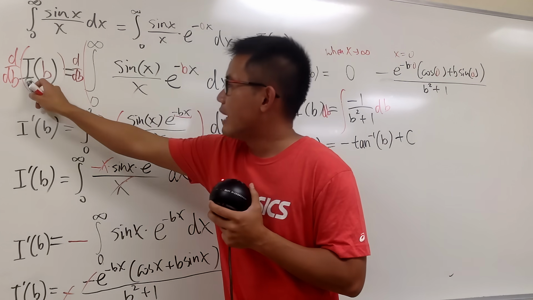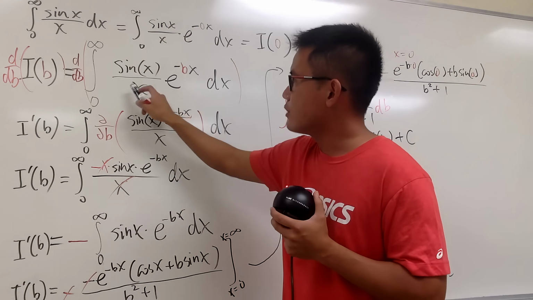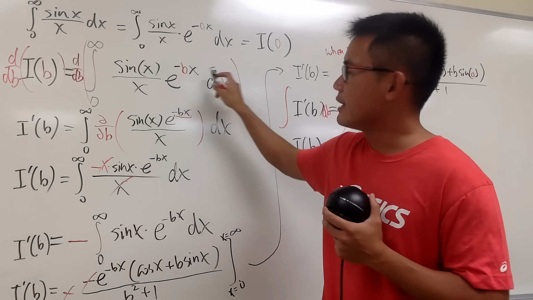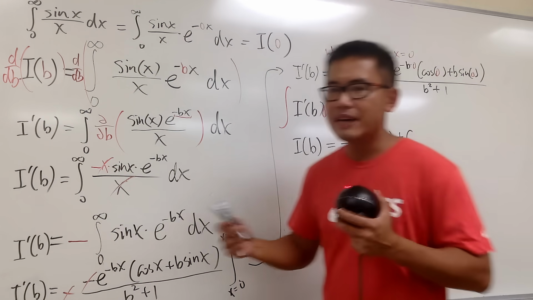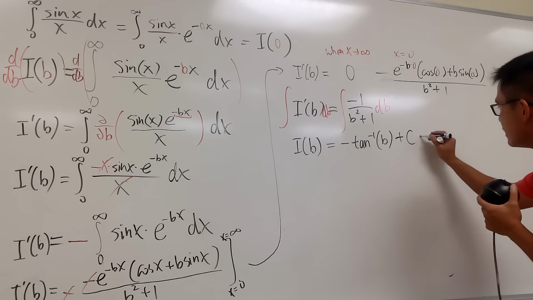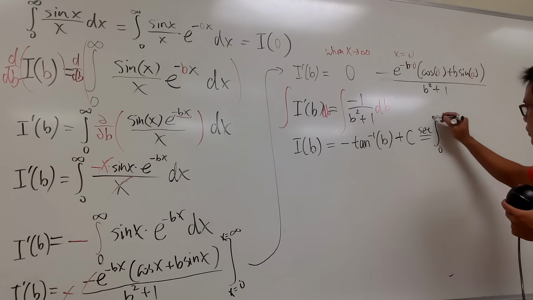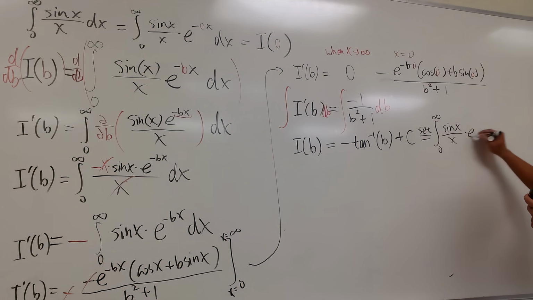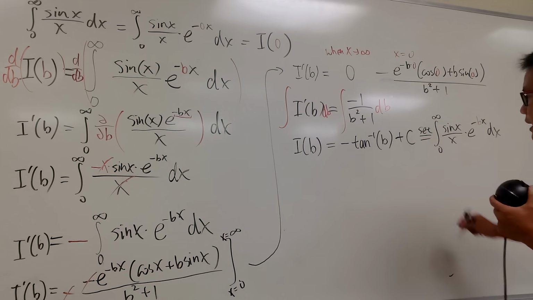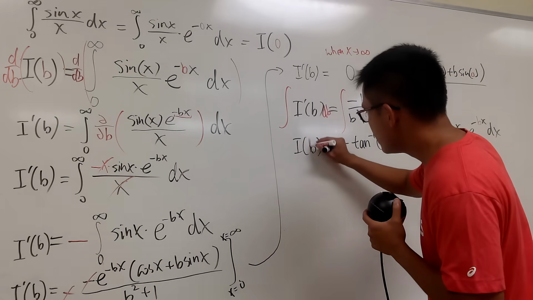Originally, we defined I of b to be the integral from 0 to infinity of sine x over x times e to the negative bx dx, right? Well, this and that must have a connection. So I just have to look at this and set this equal to that integral from 0 to infinity of sine x over x times e to the negative bx dx, right? And now look, right here I have the b, here we have the b, of course, here we have the b.